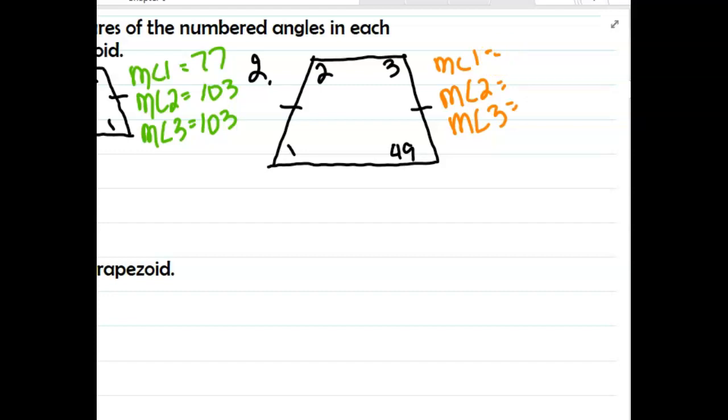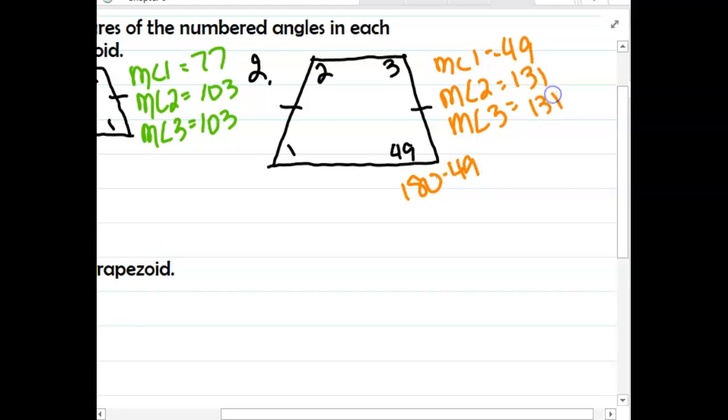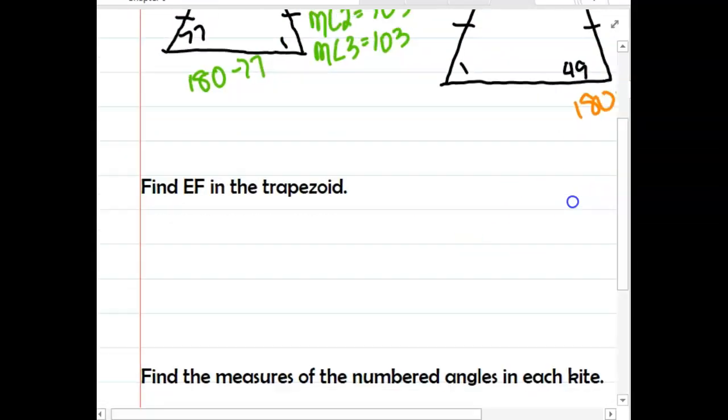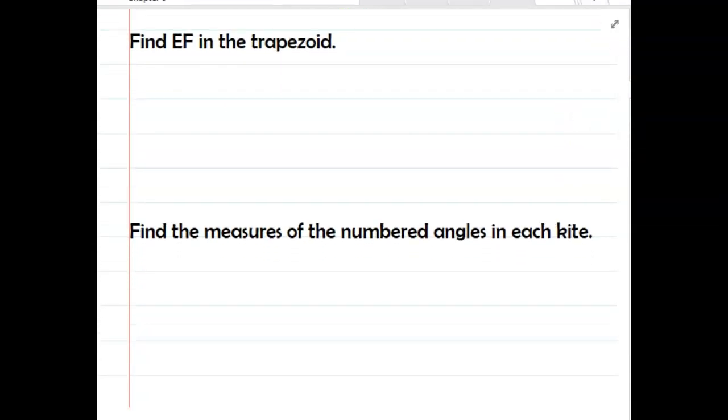Which will be the easiest angle to find? 1, right? Because those are base angles. So what is the measure of angle 1? 49. And we know angle 2 and angle 3 are congruent. How are you going to find the measures of angle 2 and 3? 180 minus 49, which would give you 131. Questions on that one? Okay, let's move on to the mid-segment.